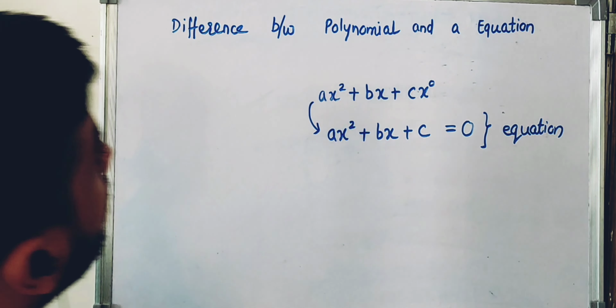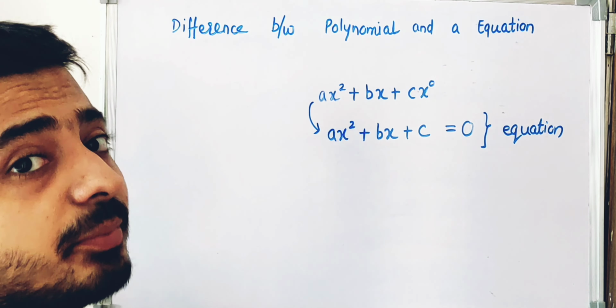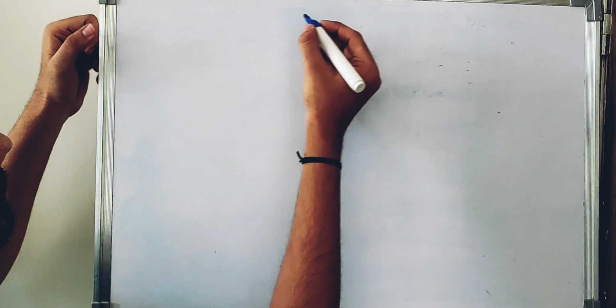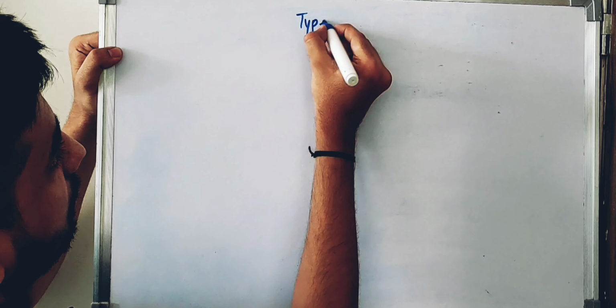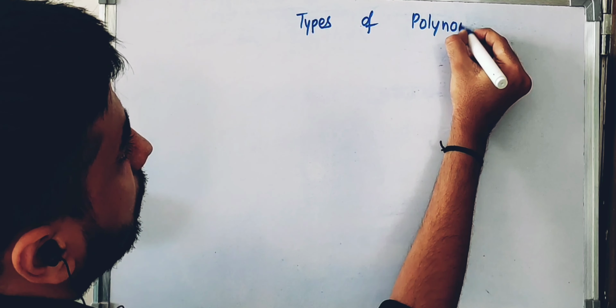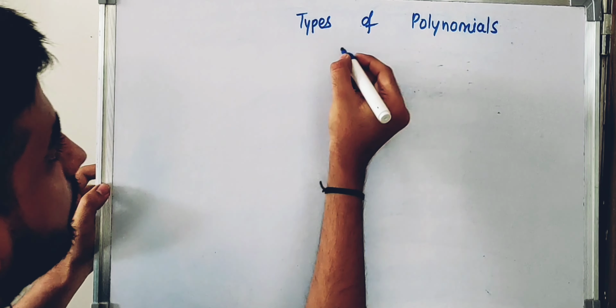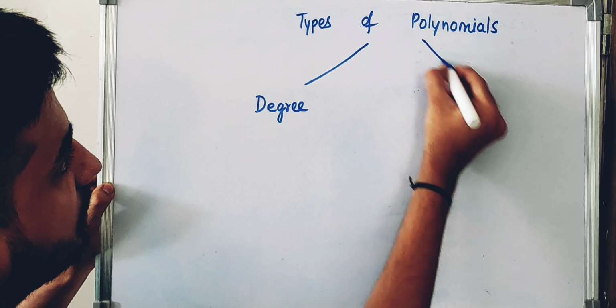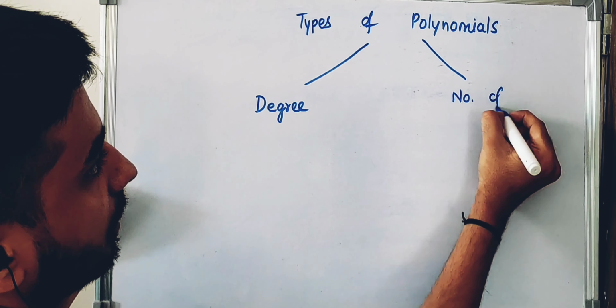Yeah, thumbs up. Now, types of polynomial. Further topic is types of polynomial. So there are two classifications of polynomials: based on degree and based on number of terms. So just write here: types of polynomials, based on degree, based on number of terms.